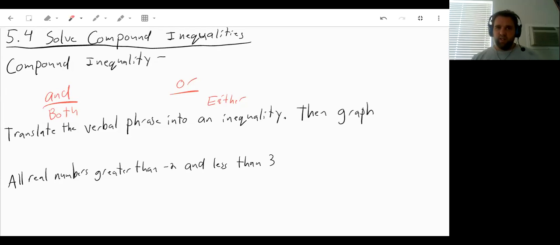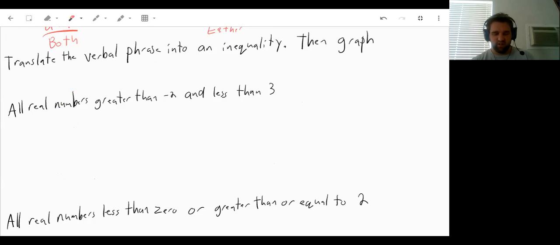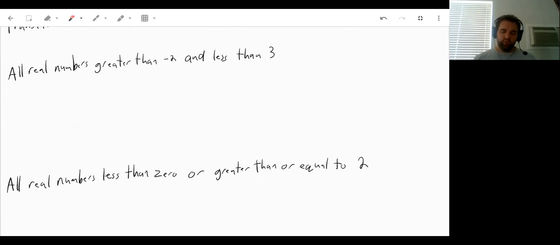So this section is going to require us to translate some verbal phrases into inequalities, and then we'll graph them. So let's start out doing that. So we're looking for all real numbers that are greater than -2. Well, -2 has to be less than our numbers that we're looking at. Or our numbers have to be greater than -2. You can read that both ways.